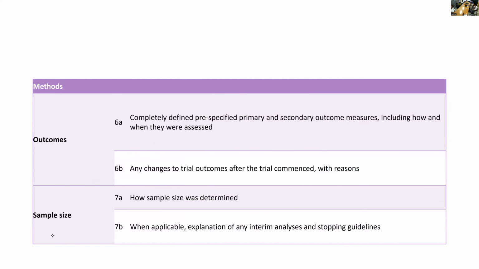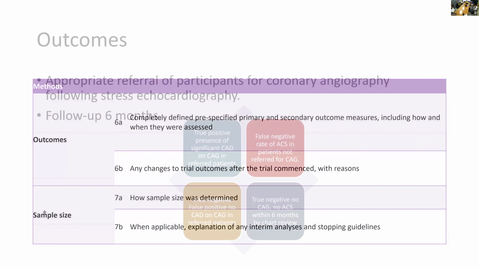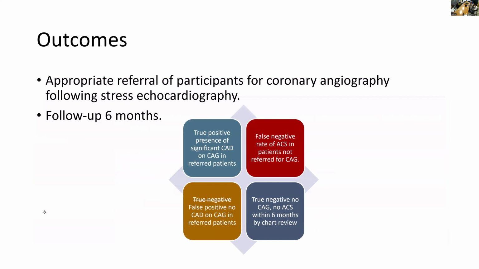These are the other questions in the CONSORT checklist: what were the outcomes and what was the sample size, and I'll come to the corresponding CAST question. So the outcomes are appropriate referral of participants for coronary angio following stress echo, and follow-up of 6 months. So true positive: you referred a patient for angio, and the patient required it, yes.